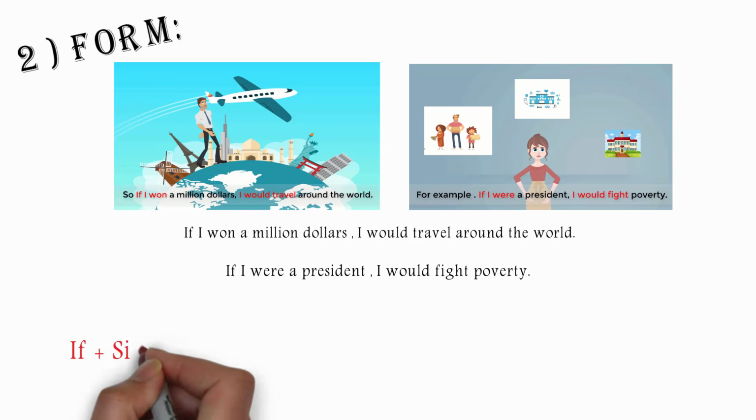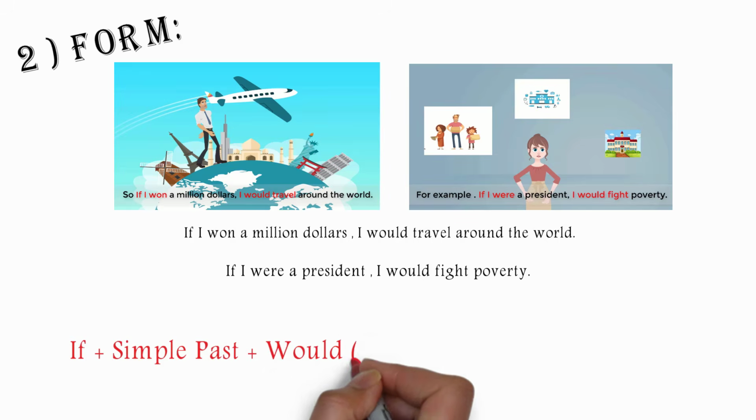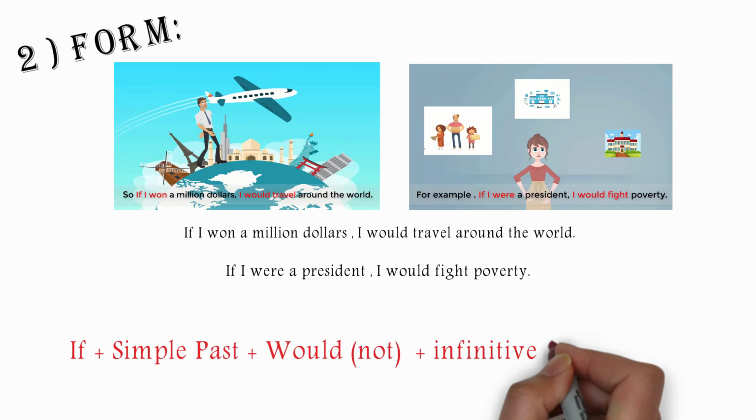To form Conditional Type 2, we use if plus simple past plus would or wouldn't plus infinitive base form.